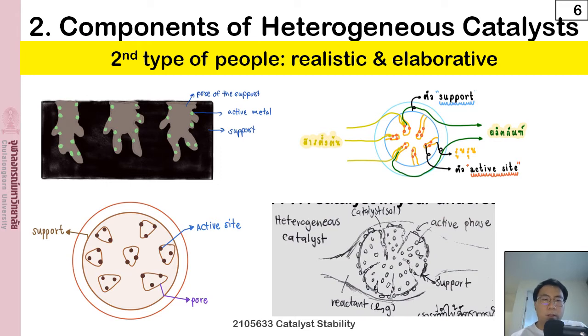Also on the bottom right, although it's simple, he even includes the film. It can be a gas film or a liquid film, and also the support and active site, and also the pore of the support. So the second type of people represent a catalyst in a realistic way.